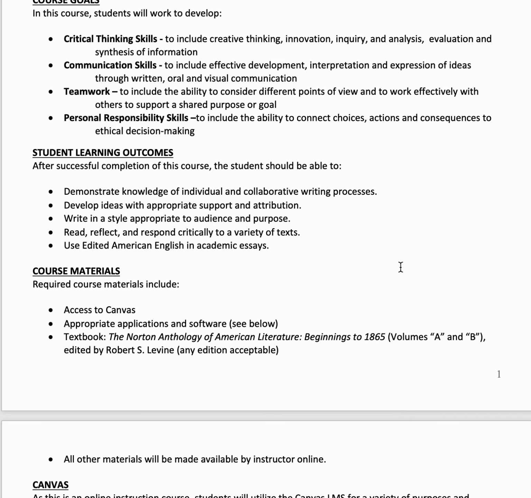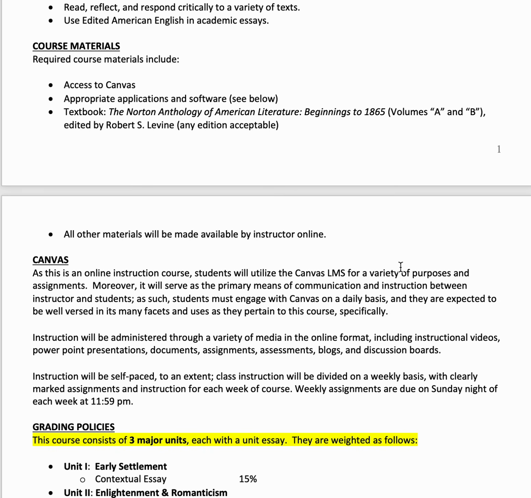So you guys can read the course goals and the outcomes yourself. But essentially, you just need to have access to Canvas, have the textbook, which is the Norton Anthology of American Lit, Beginnings to 1865. And I say any edition is acceptable. That is because I was given the 8th edition for teaching. There was a 9th edition since then, and I think that is the one that is available in the bookstore. So in the text or in the lectures, you'll see me reference page numbers that are from the 8th edition. If you have a different edition, you can just pause the lecture and go find the right pages.